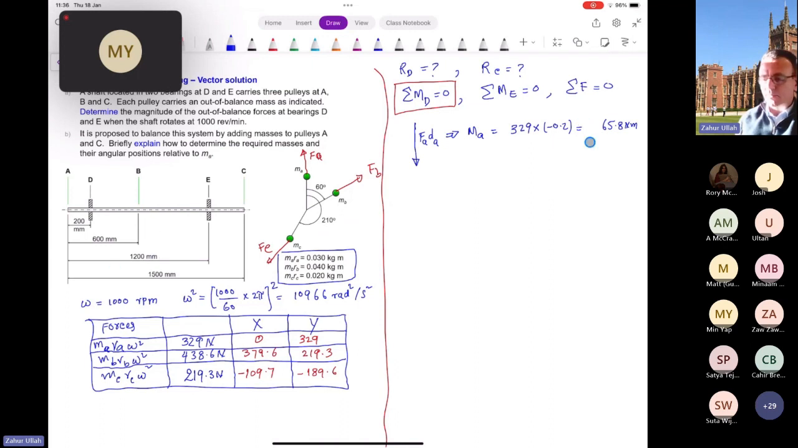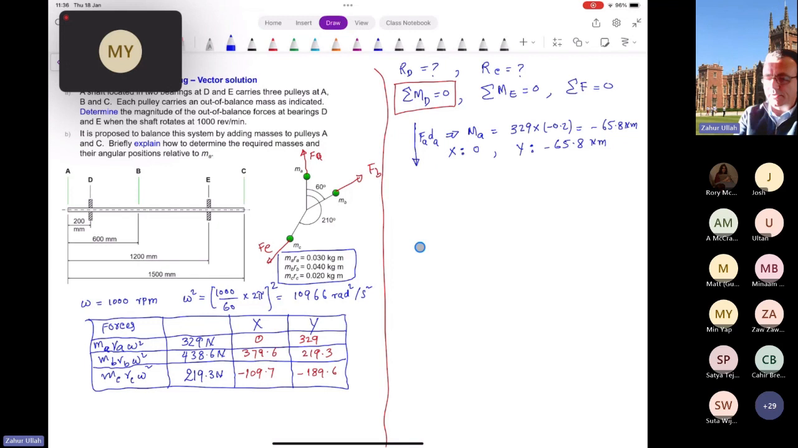You calculate this moment here, but now because we are doing the analytical method, we need to calculate both the X and Y component of this force. If you look at this force here, it is in the negative Y direction. So the X component is obviously 0 because it's in the Y direction, and the Y component is going to be minus 65.8 Newton meter. Okay, so we managed to calculate the X and Y component of the MA.